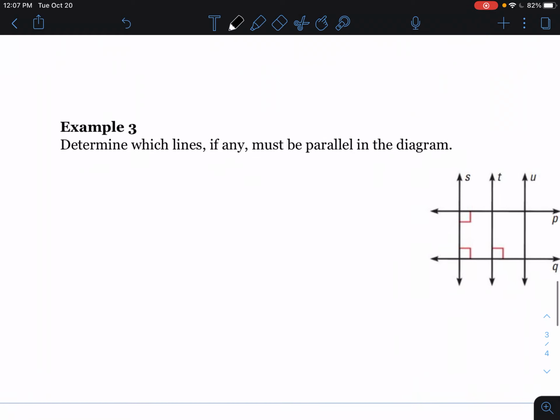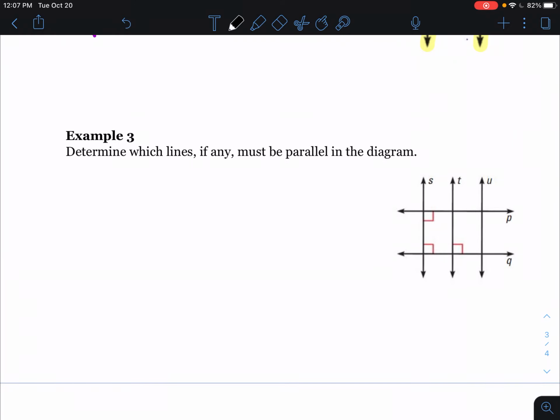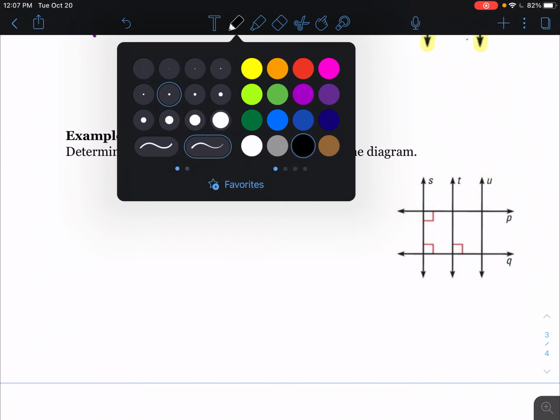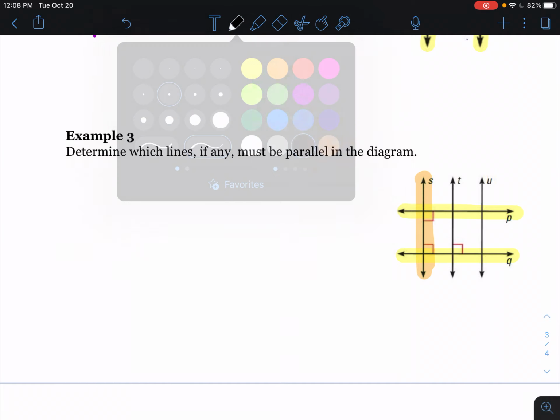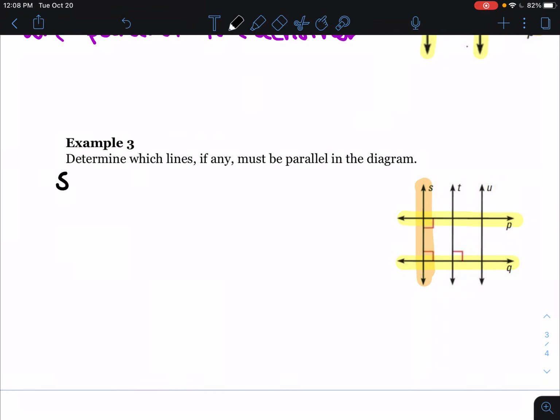All right, let's do an example. Determine which lines, if any, must be parallel in the diagram. So we've got line S is perpendicular to which ones? We've got line S is perpendicular to P and Q. All right, I'm going to write down what I know. S is perpendicular to P. S is perpendicular to Q.